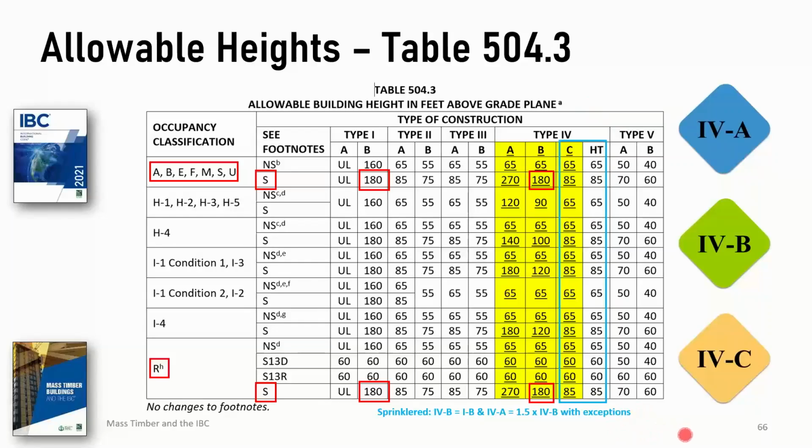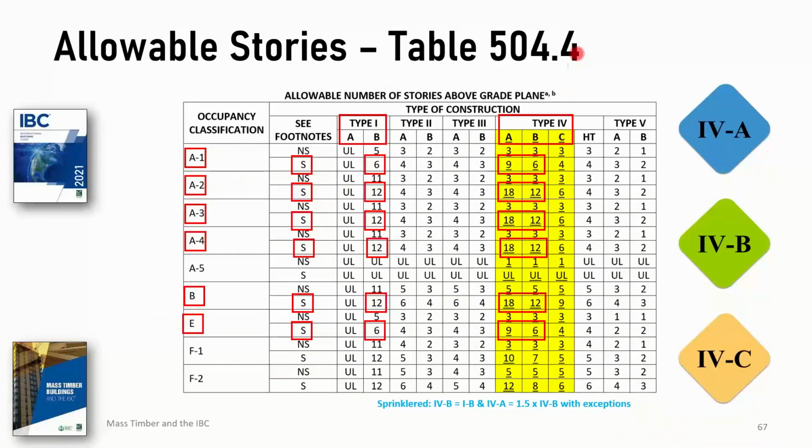But we do get some extra stories. Let's look at this. This is table 504.4. It just shows part of the table here. Type 4B is somewhat parallel to the heights permitted for 1B. Type 4A, certainly not parallel at all, but limited. But up to, even for the assembly use groups, so that restaurants can be on the top of buildings and so forth, we got even up to 18 stories.